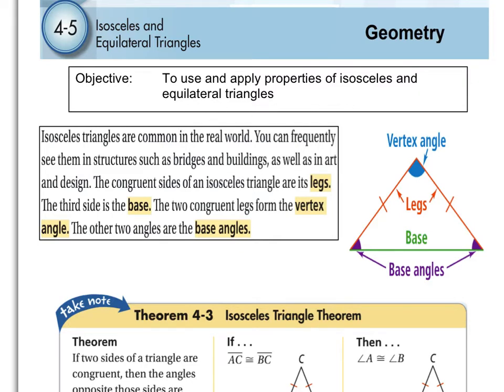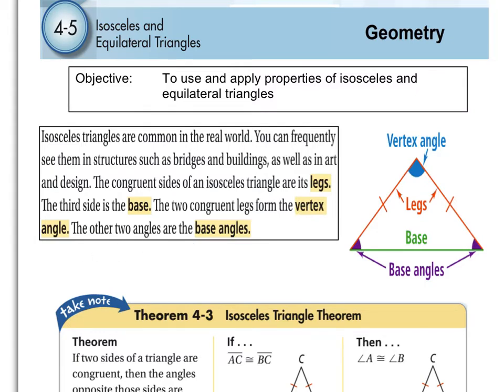Isosceles triangles are common in the real world. You can frequently see them in structures such as bridges and buildings, as well as in art and design. The congruent sides of an isosceles triangle are its legs. The third side is the base. The two congruent legs form the vertex angle, and the two other angles form the base angles.